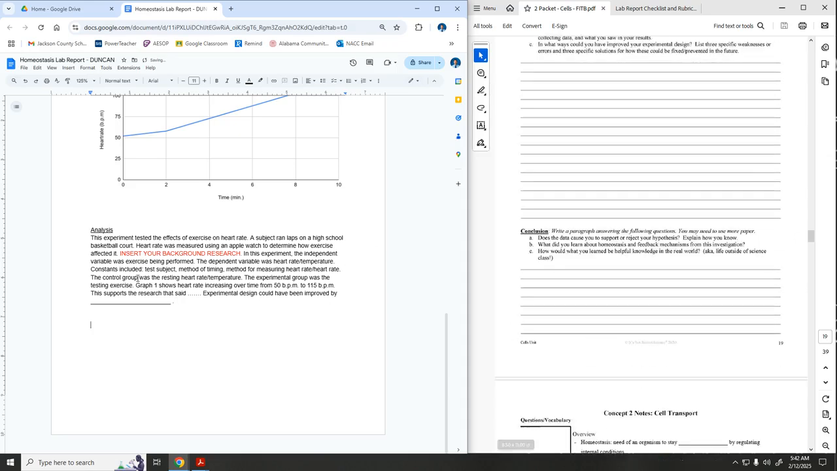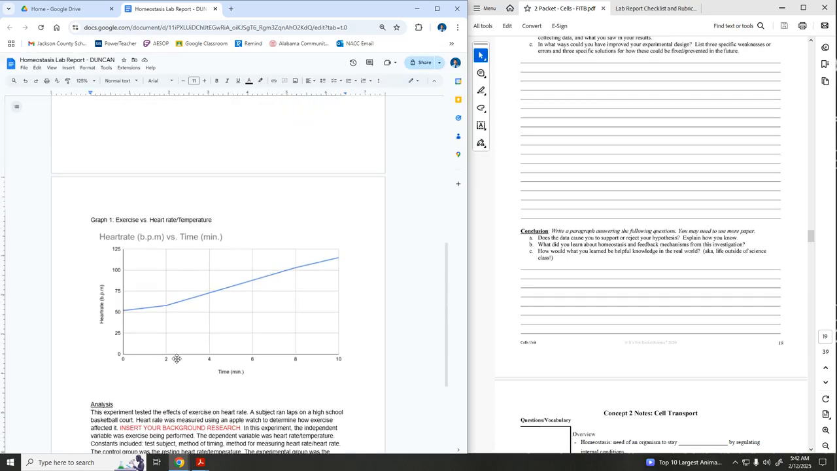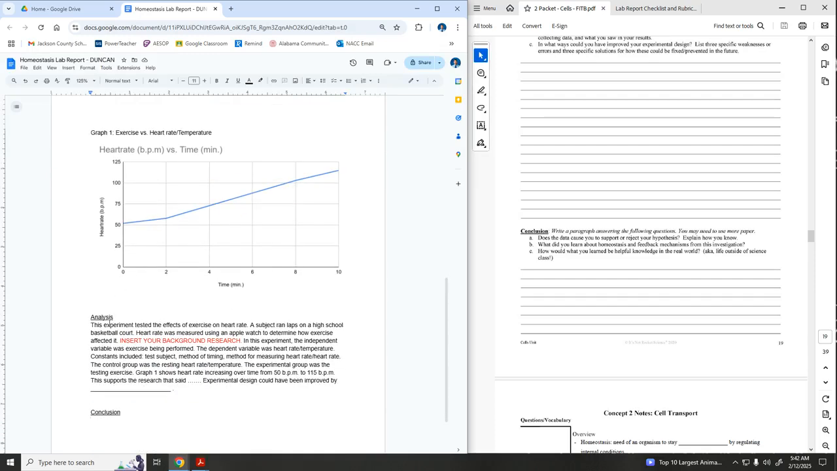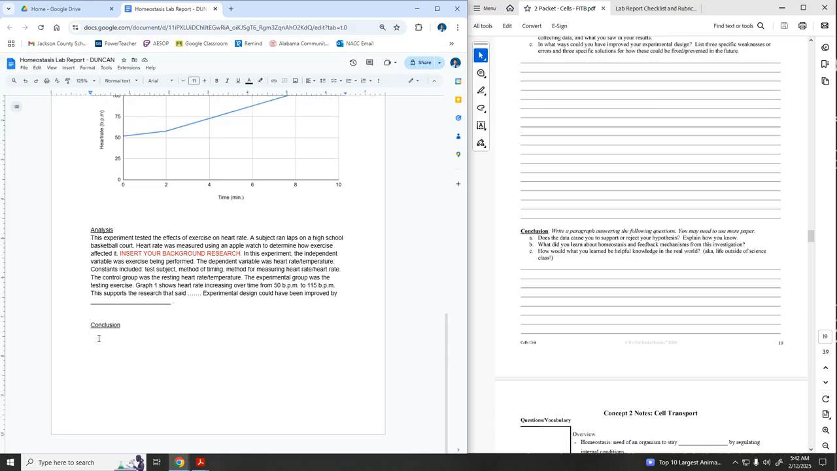Okay, last section, and our conclusion should be short and sweet, to the point. Does the data cause you to support or reject your hypothesis? So, did heart rate increase? Did temperature increase? Did it decrease? Look back at your hypothesis and see what you predicted. So we'll just say the hypothesis, and we kind of repeat it here, that if exercise is performed, then heart rate will increase, is accepted.